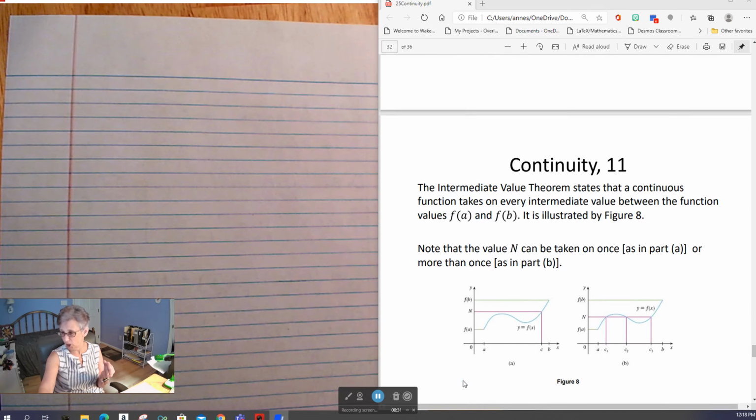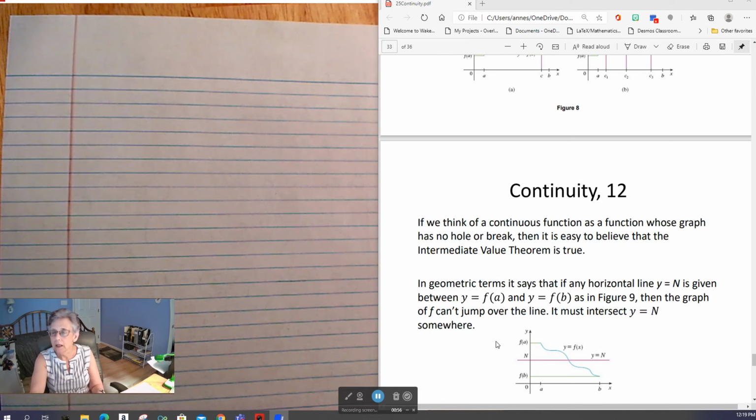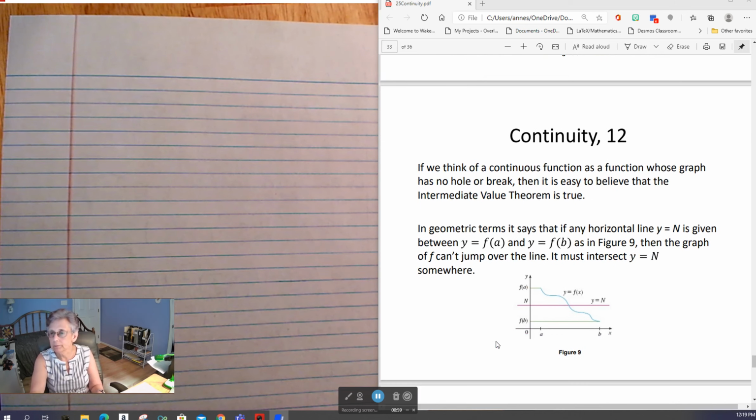Let's look at a picture. Okay, so here's a continuous function. There's a, there's b. If I pick any number between f of a and f of b, the outputs, then there is an input that will map to that point because it's continuous. It has no holes or breaks.